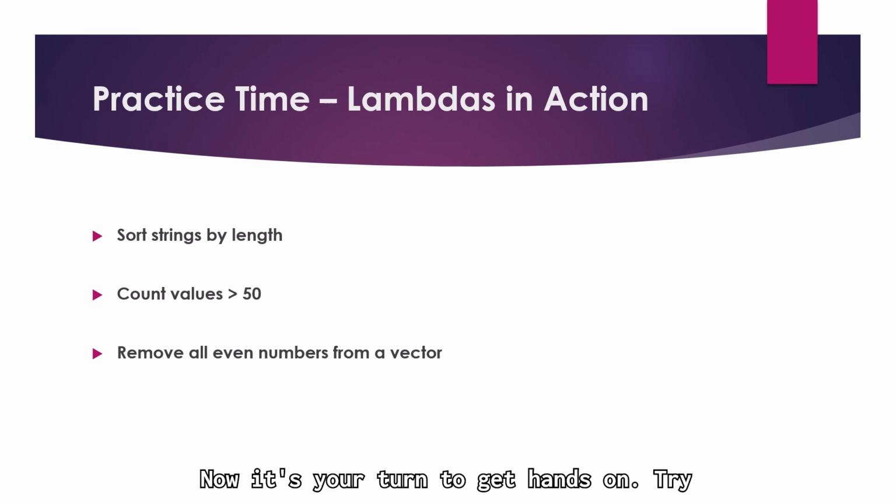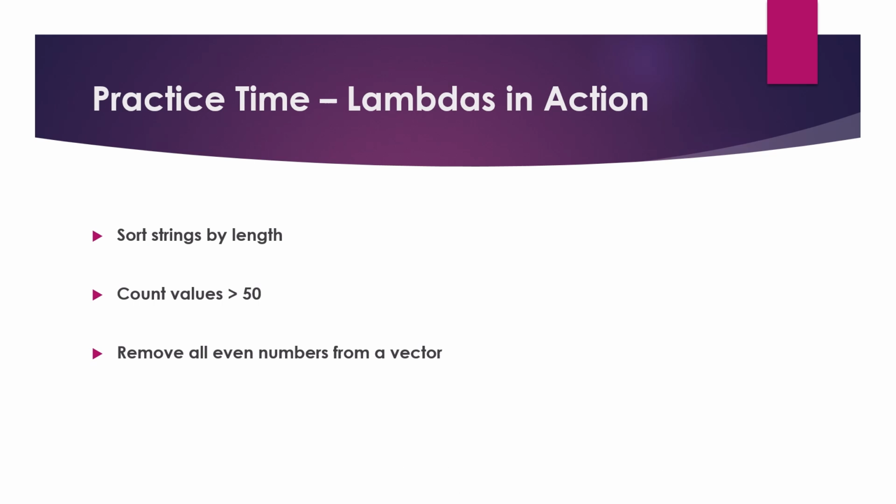Now it's your turn to get hands-on. Try sorting a vector of strings by their lengths using a lambda. Then use count_if to count how many elements in a vector are greater than 50. Finally, remove all even numbers from a vector using remove_if with a lambda. These exercises will help reinforce everything you have learned today.